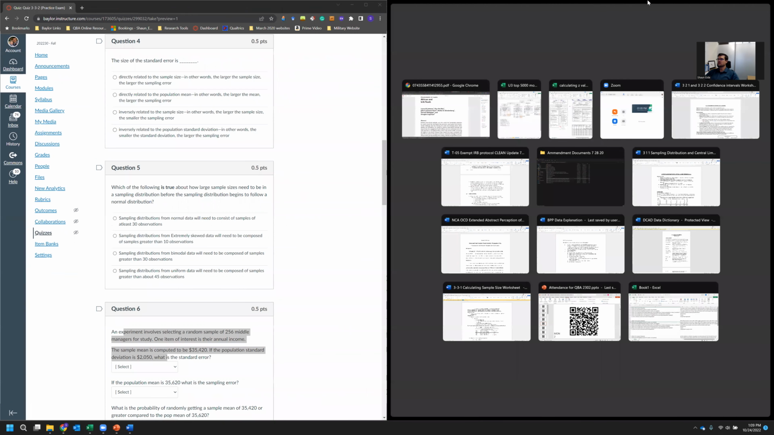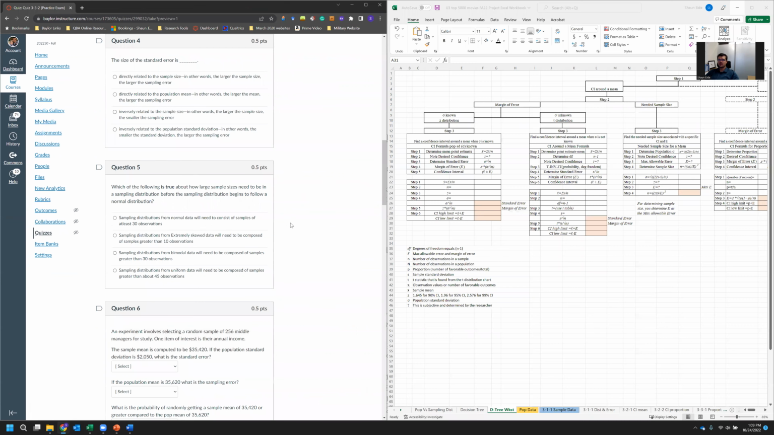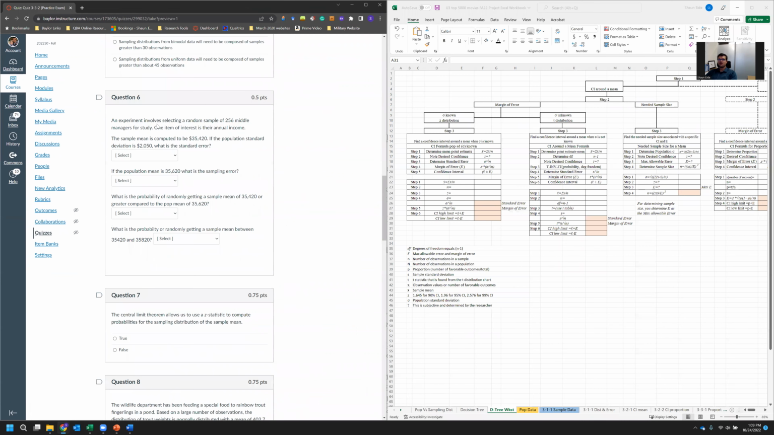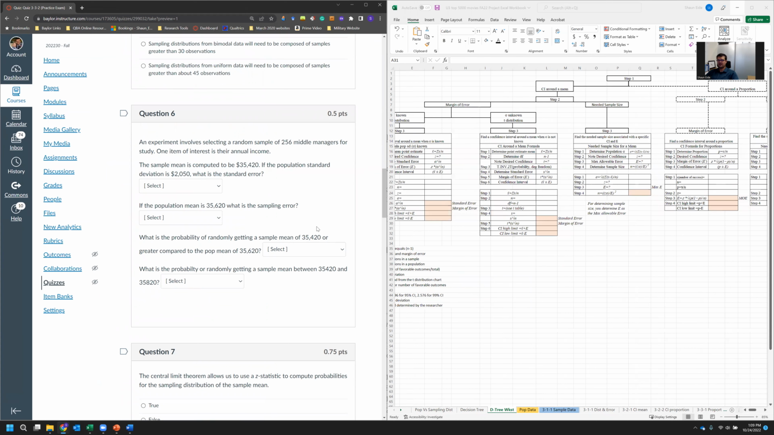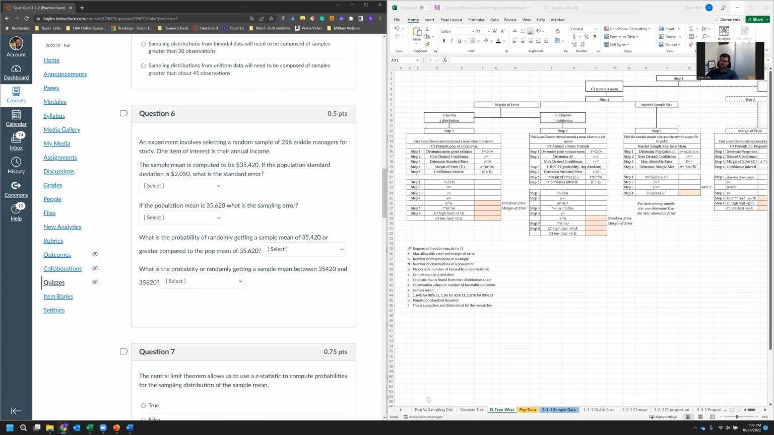Okay, so let's look at this. A sample mean is computed to be 35,420 if the population standard deviation is 2050. What is the standard error? Okay, so first of all, am I calculating a confidence interval? And the answer is I don't think so. Nope, we're not calculating a confidence interval at all.